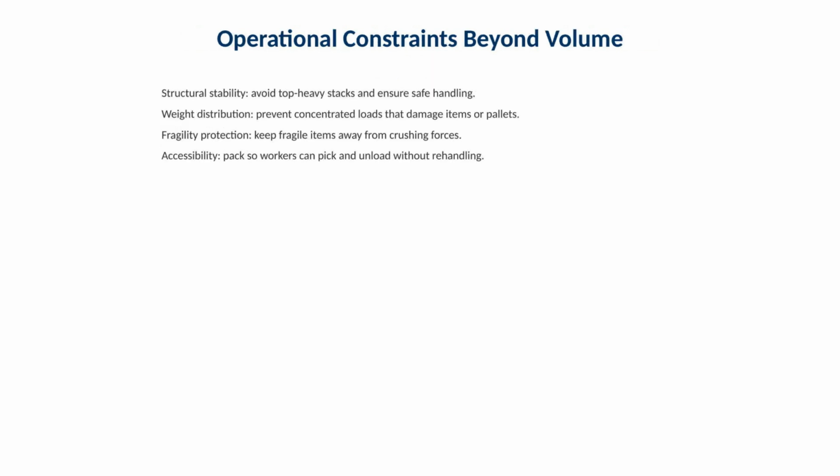Packing is not only about volume. Structural stability matters because unsafe stacks can collapse during handling. Weight distribution matters because concentrated loads can crush items or damage pallets. Fragility protection matters because some items must be isolated from pressure, and accessibility matters because workers need to unload and pick without excessive rehandling. These practical rules are why real packing is harder than pure geometry.